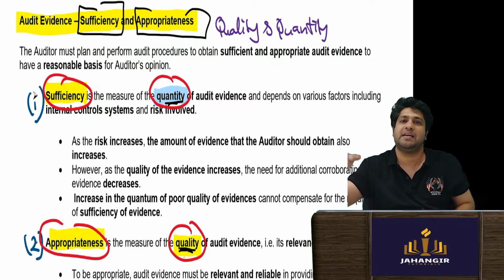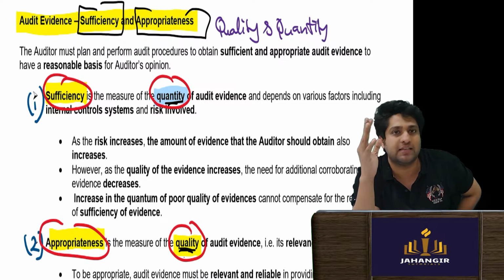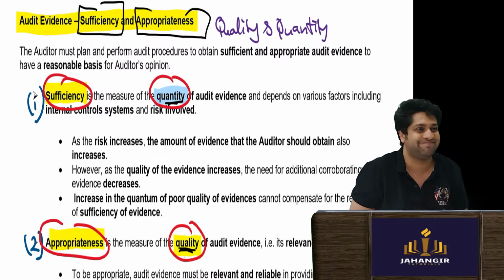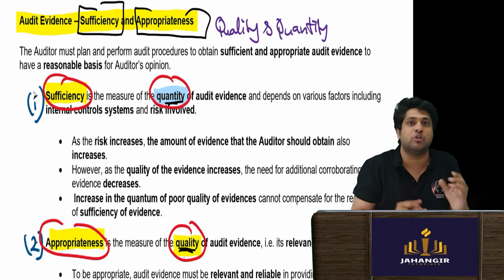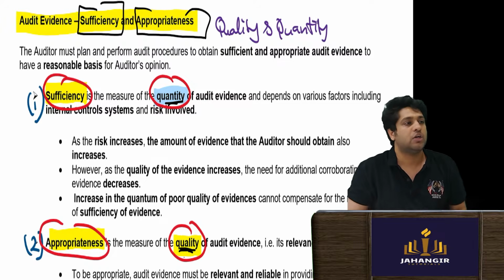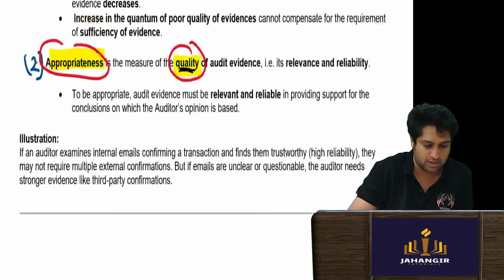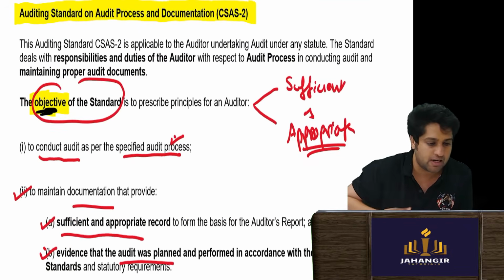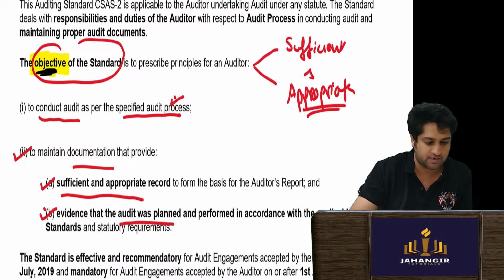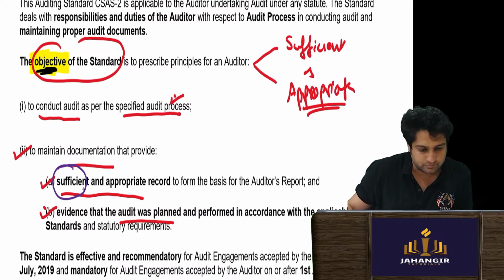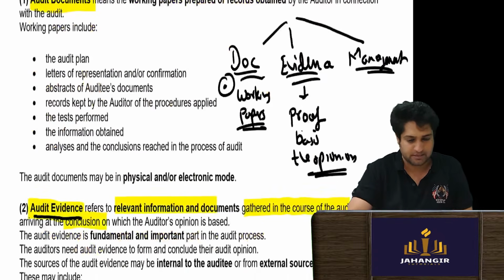It means just by picking up one voucher, if I give an answer, it doesn't make sense. I require sufficient proof to give my opinion. And that sufficient proof should also be on a quality basis. So sufficient quantity should be there and appropriate quality of audit evidence is required. Now again, we've told what the objective is. Sufficient evidence should be there, and evidence should be collected properly. Very simple. Let's move ahead.